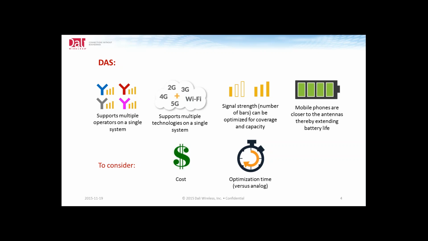Mobile phones that are covered by a DAS system are typically closer to the antenna. That means they're putting out less power. That means we're extending the battery life. So again, it's another benefit of a DAS system.